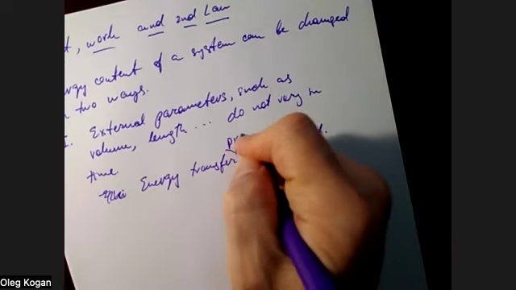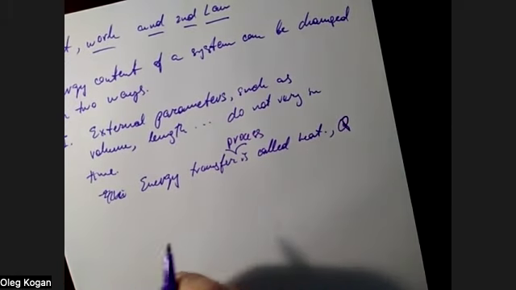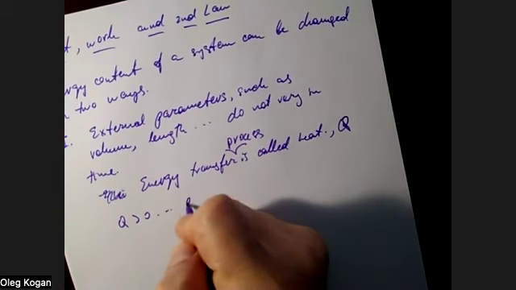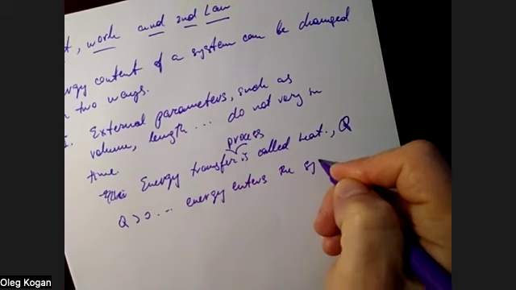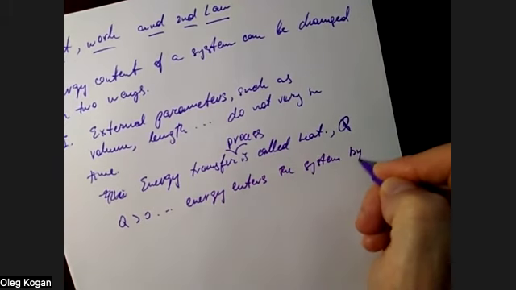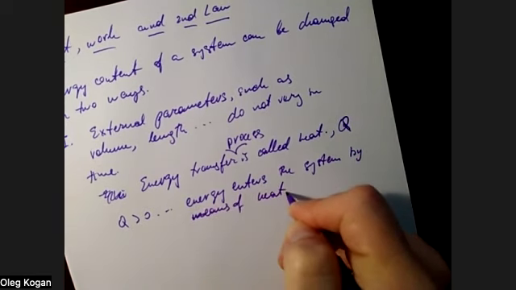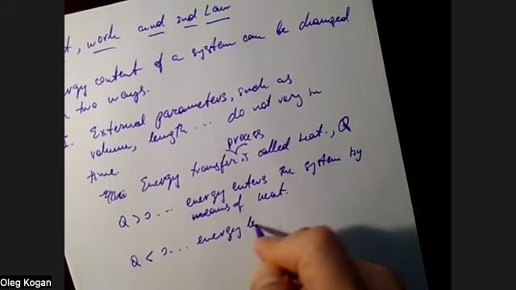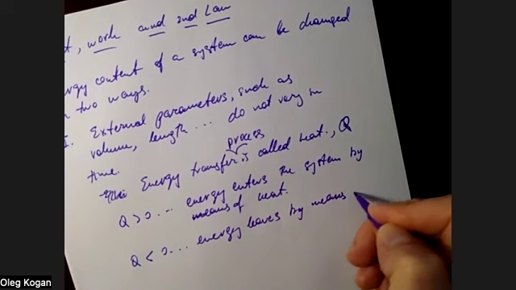Energy transfer process is called heat. Universally, it's denoted by letter Q. I've never seen anyone use any other letter for Q. Q bigger than 0 means energy enters the system by means of heat. Q less than 0, energy leaves by means of heat.